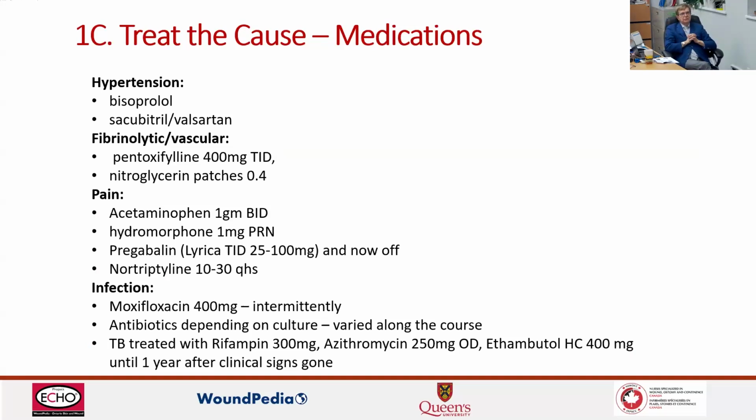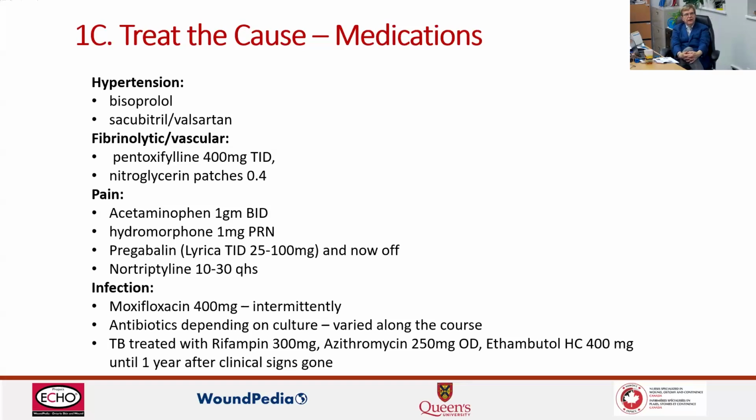And you see he's on a plethora of medications, including pentoxifylline, acetaminophen and hydromorphone before dressing change, PRN. The acetaminophen, 1 gram twice a day. Pregabalin was used as the treatment. He was up to 100 milligrams. He's now off, 100 milligrams 3 times a day, and nortriptyline 10 to 30 at night. And those are number 1 and 2 on the Canadian neuropathic pain guidelines.